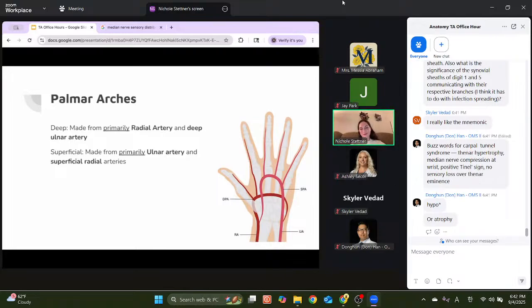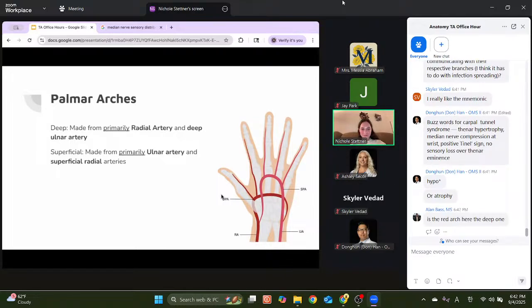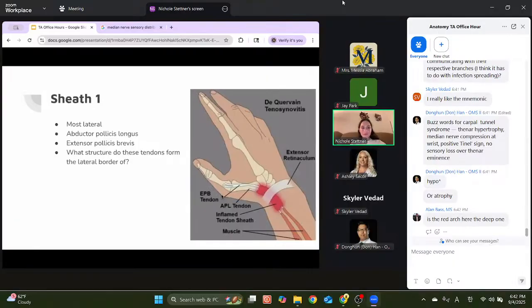Amazing. Thank you so much, Ashley. So we have some sheaths going on here.